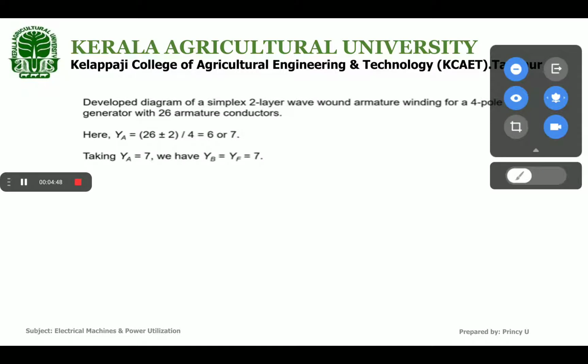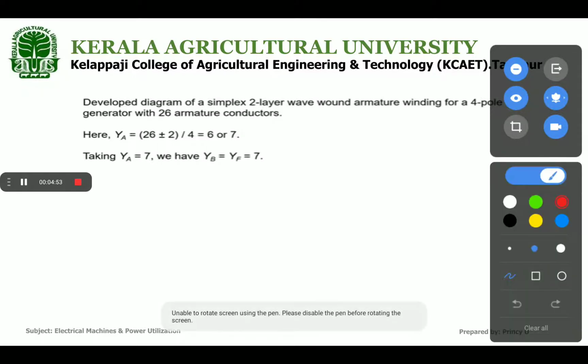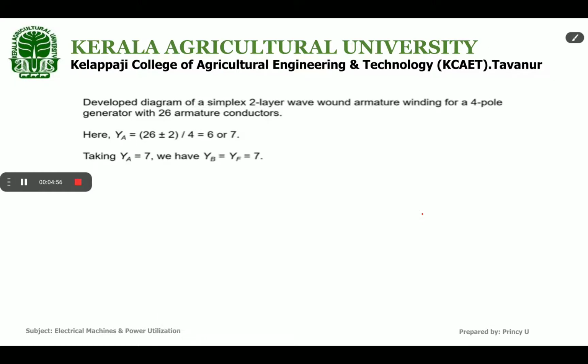Then now we are going to draw a developed diagram of a simplex 2-layer wave wound armature winding. Okay, so 2-layer winding and also 4 pole, 26 armature conductors. So the total number Z is 26. And first we have to know the average pitch, which should be an integer.